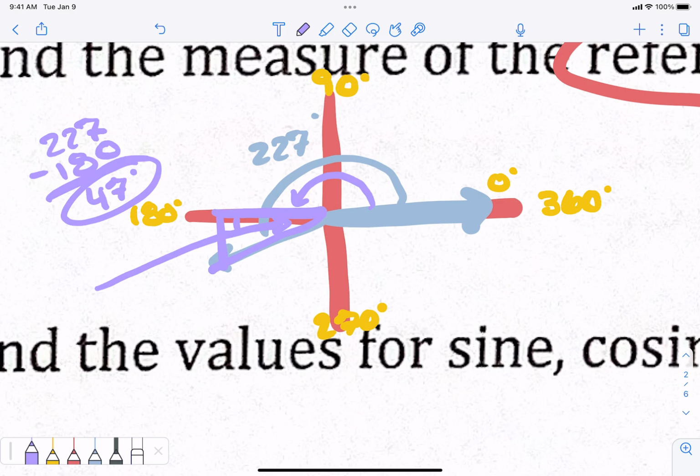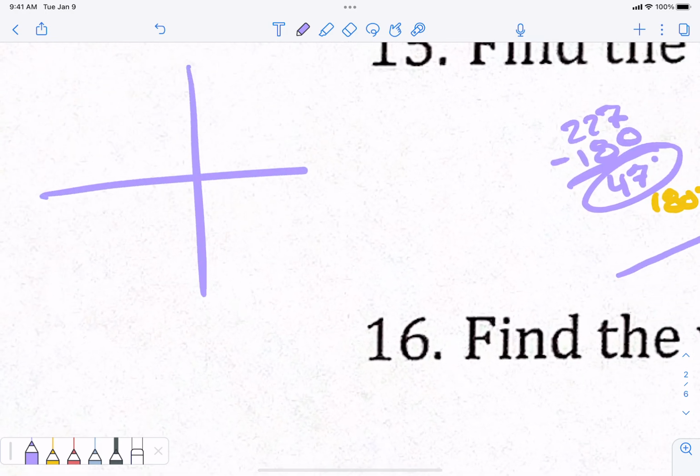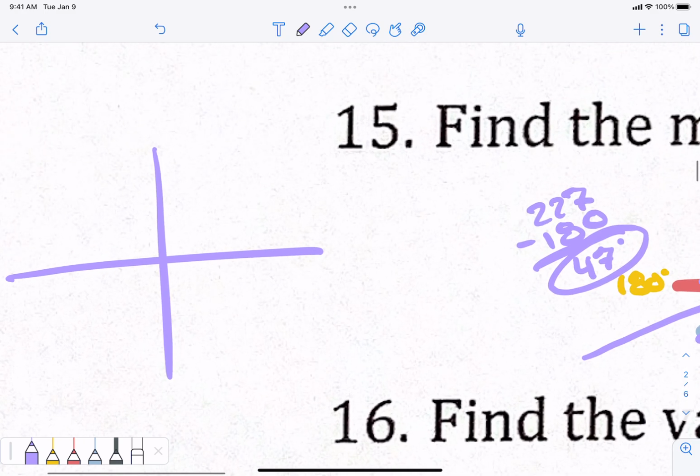Okay, let's be done now. You paid attention really well today. Can we finish this page? One more thing real quick.